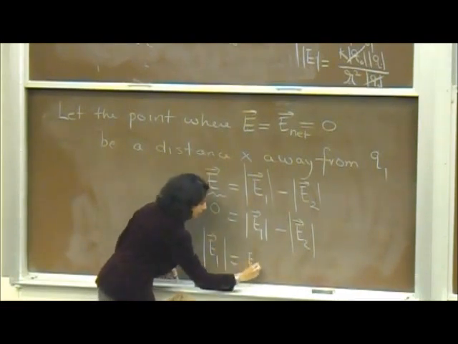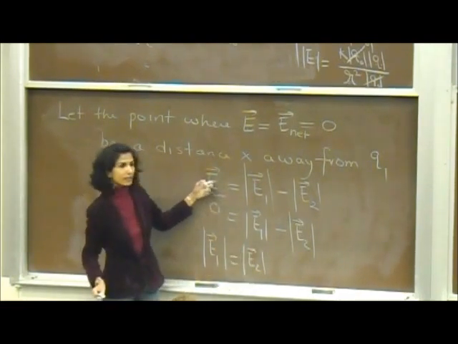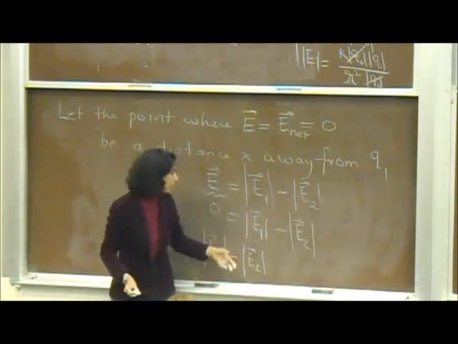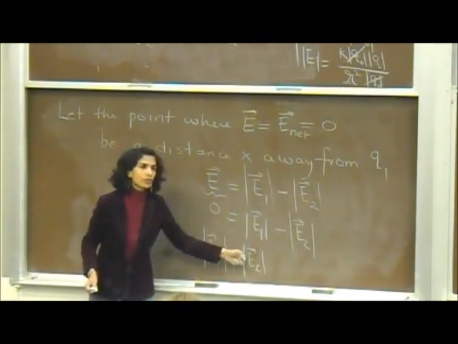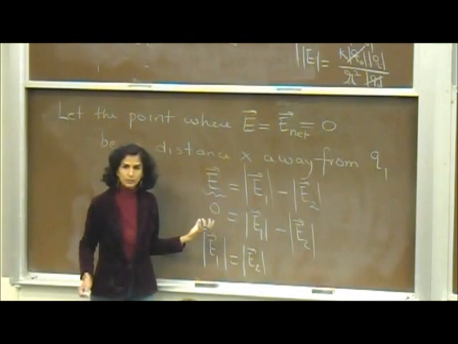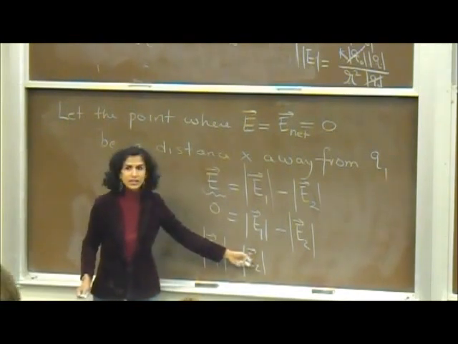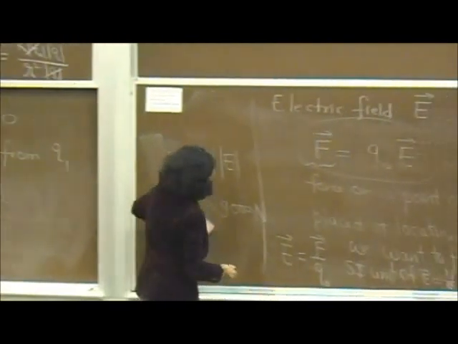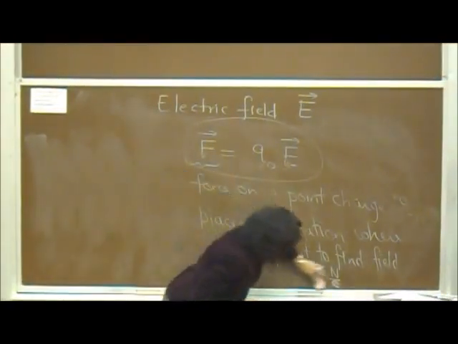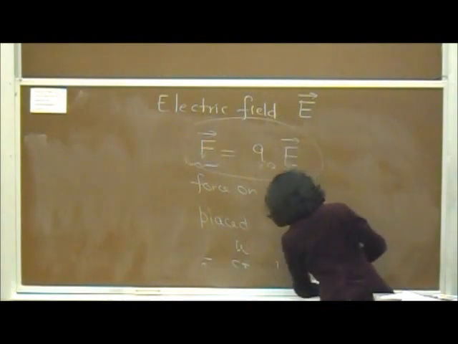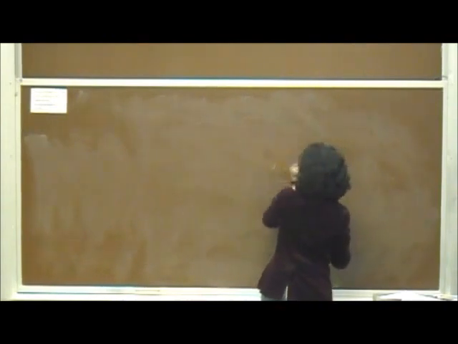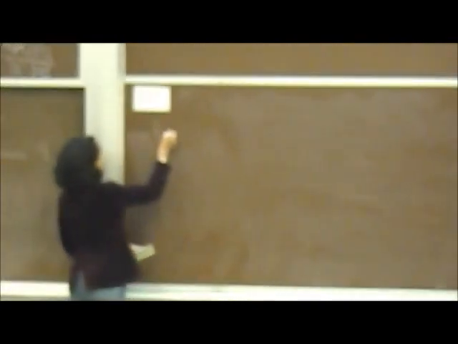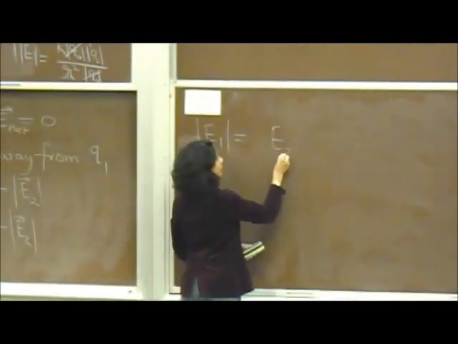Right? Is everybody seeing? If the E net, which is E1 minus E2 magnitude, is zero at that point, E1 and E2 must have equal magnitude if I take this to the other side. Right? All right. Do we know the magnitudes of each of these? Yeah, we do. Because that's what we just now figured out. We said that each of these point charges produce an electric field that is kq over r squared. Isn't that the magnitude? So what we are saying is E1 magnitude is equal to E2 magnitude.